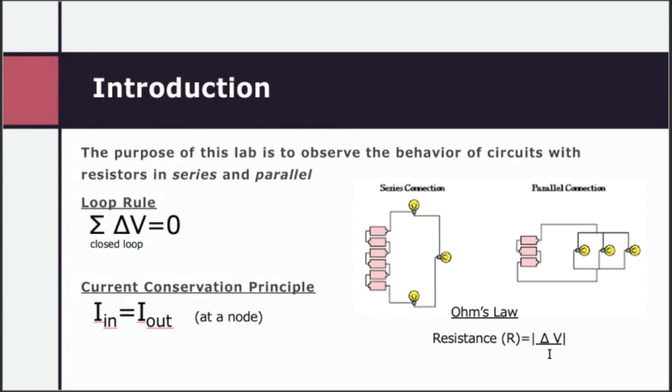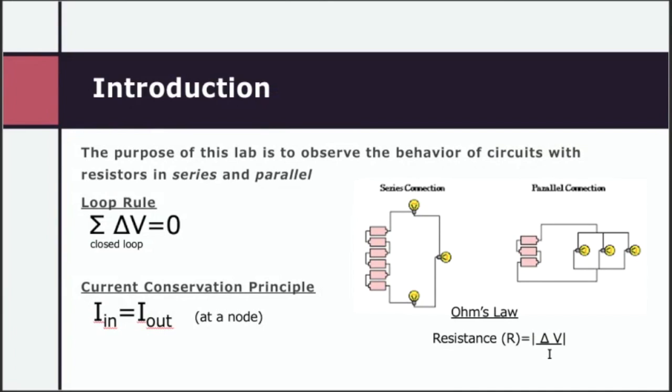The loop rule states that for a closed loop, the sum of the potential or voltage differences across the energy source and resistors will be zero. This law is equivalent to the law of conservation of energy, as voltage is not being created nor destroyed.